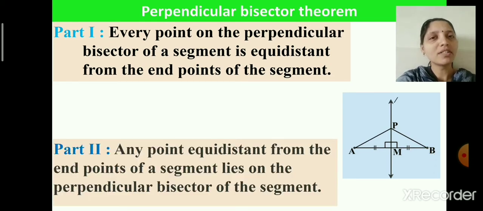Then what is the statement for part 2? Any point equidistant from the end points of a segment lies on the perpendicular bisector of the segment. That means here PA is equal to PB. It is given to you, and you have to show that this point P lies on the bisector of segment AB. So these are the two parts of the perpendicular bisector theorem. You only have to remember the statements and diagram.